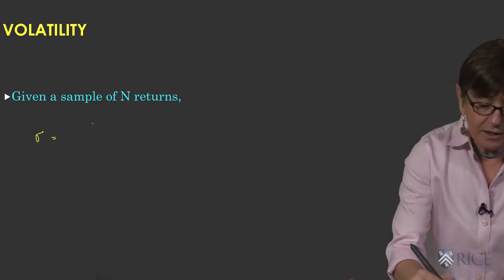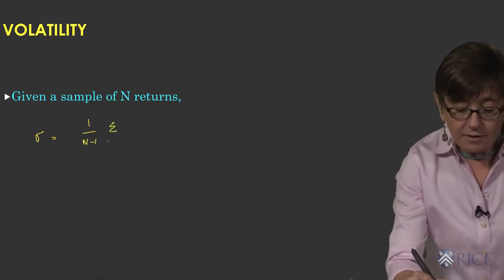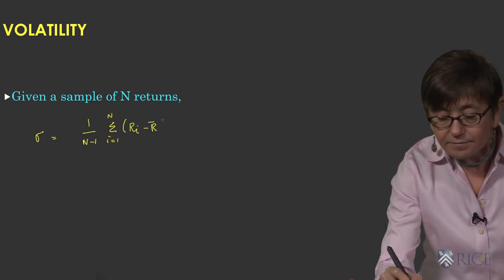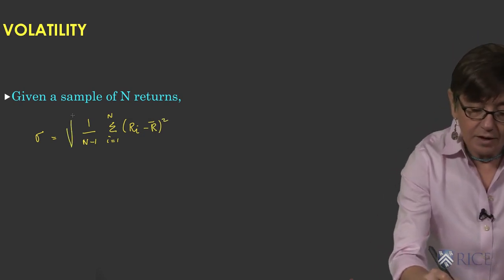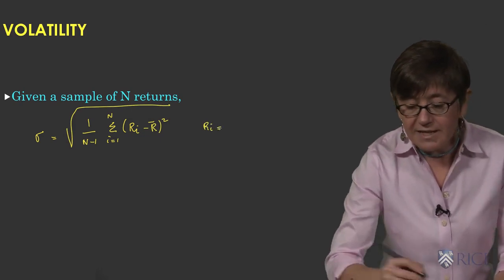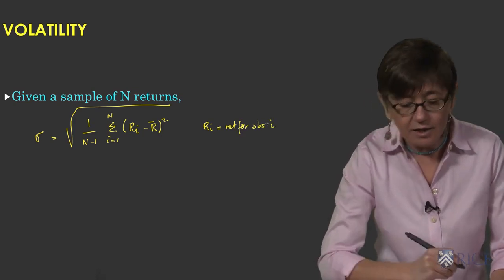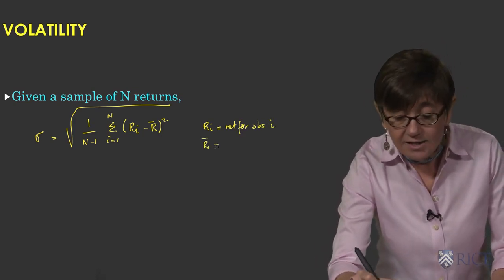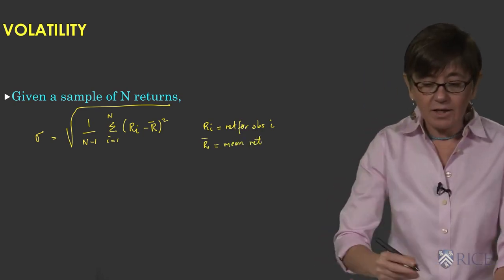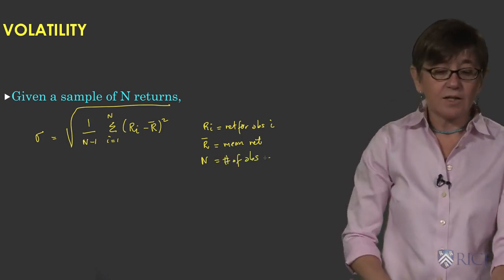Well, it is simply sigma equals the square root of 1 over n minus 1 times the sum, i going from 1 to n, of (R_i minus R bar) squared, all under the square root, where R_i is the return for observation i, R bar is the mean return, and n is the number of observations we have.